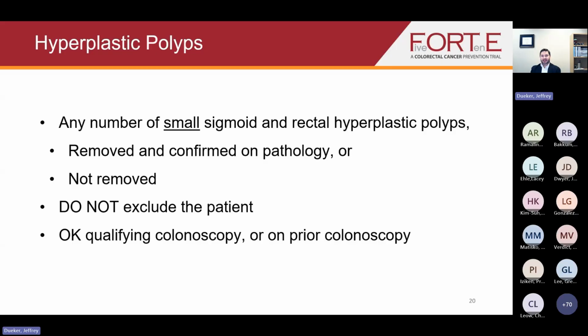So these polyps, small sigmoid and rectal hyperplastic polyps, they leave in, or even a hyperplastic polyp confirmed on path that's further up, do not exclude the patient. And this is on the qualifying colonoscopy, or if they have this finding on prior colonoscopies and otherwise don't have adenomas.